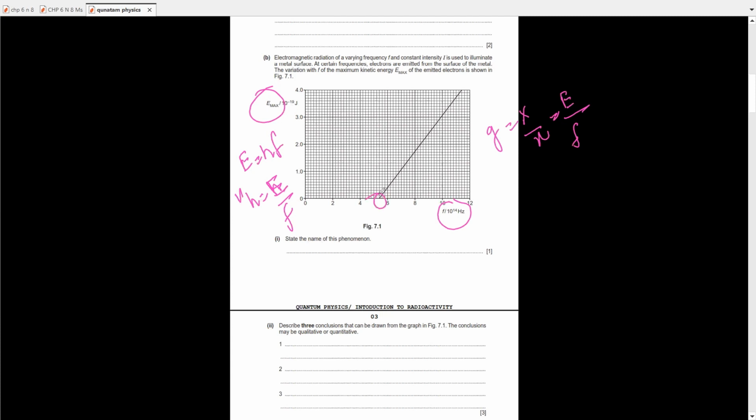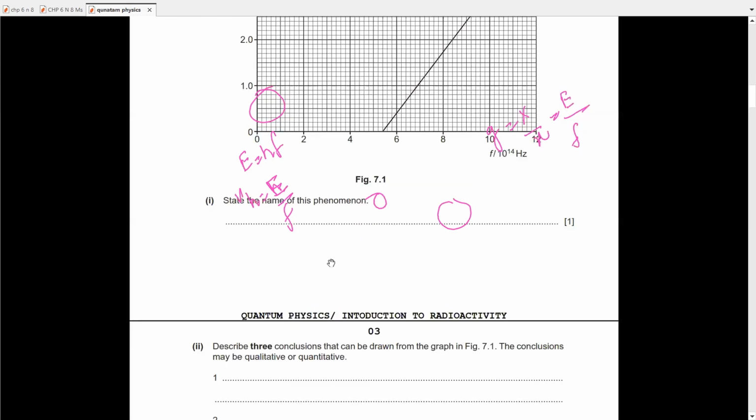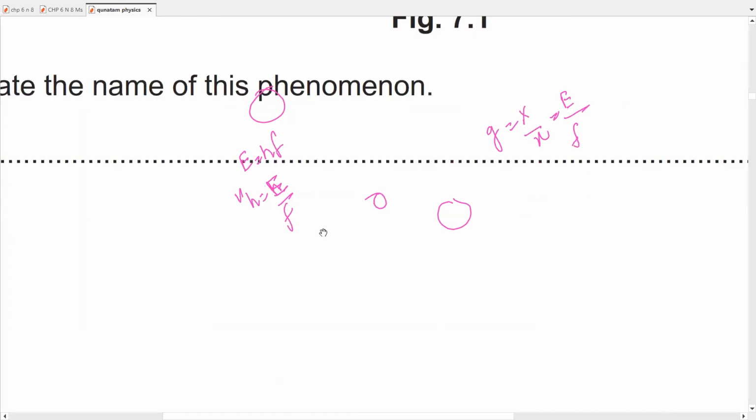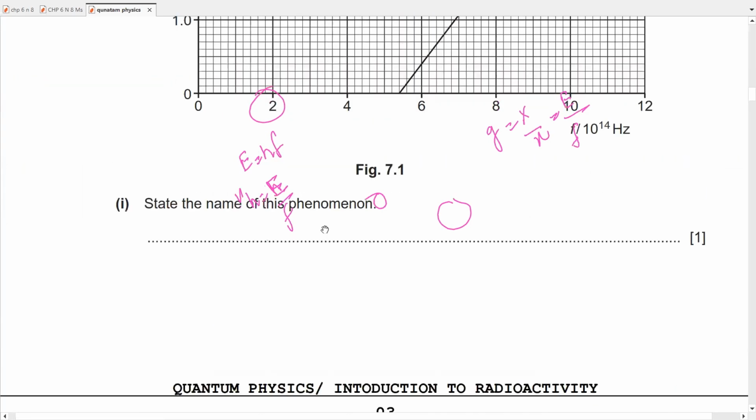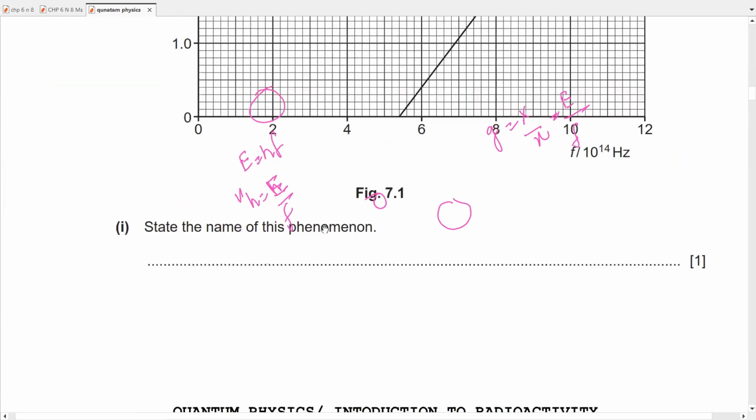This is the threshold frequency that I was talking to you about. Let me zoom it in. We can get the value of this. No, no, no, too much, too much. So this value here is 5.4 times 10 raised to power 14 hertz, the threshold frequency. We can give that from here as well.